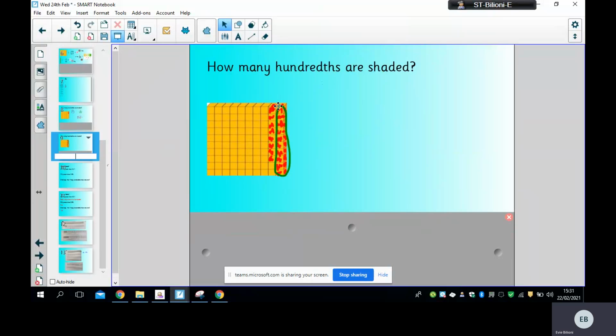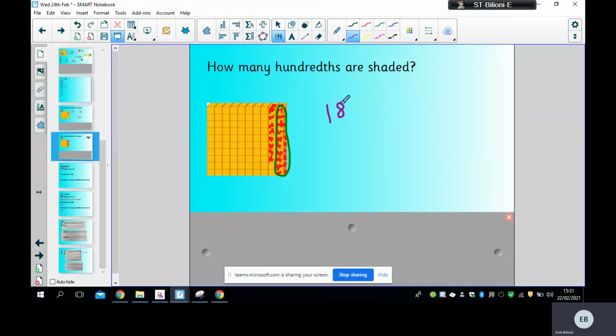Brilliant. So I've helped you out here by circling some, but we have 18 hundredths. Let me write that. 18 hundredths. So we know that we have a group of 10. As you can see, when we look, we have a group of 10. So let's partition that. So we have one group of 10. And then what do we have left over when we've got 10? We've got 8. So 10 add 8 equals 18.